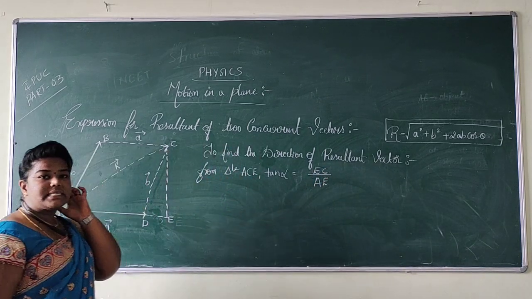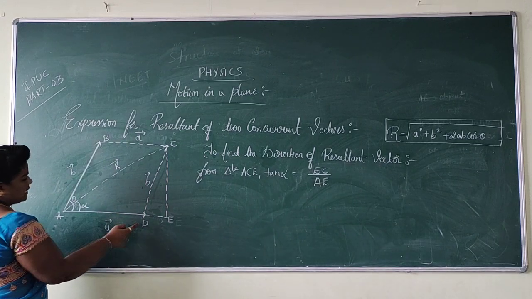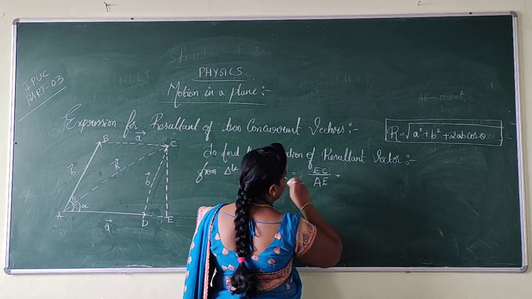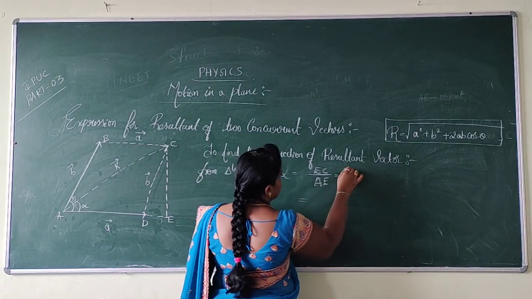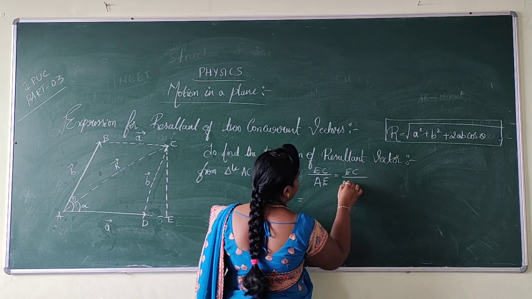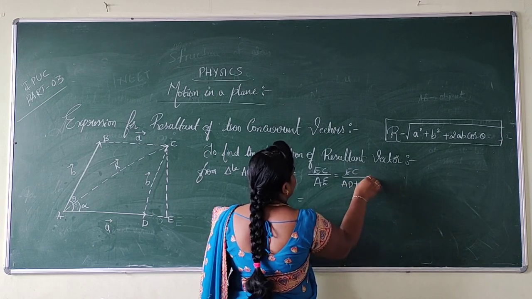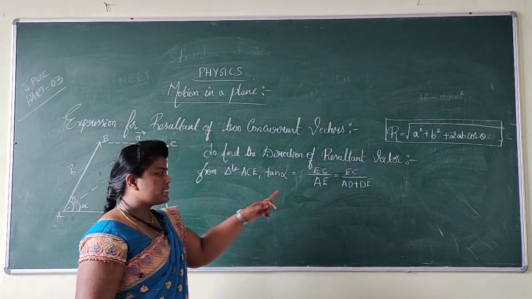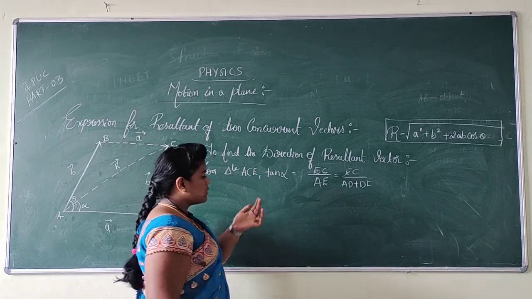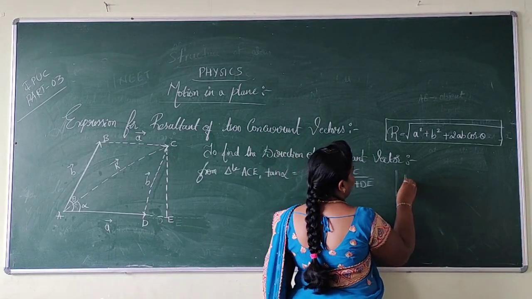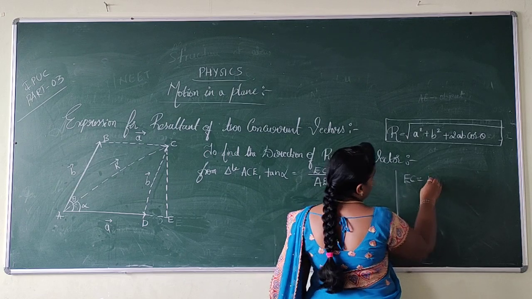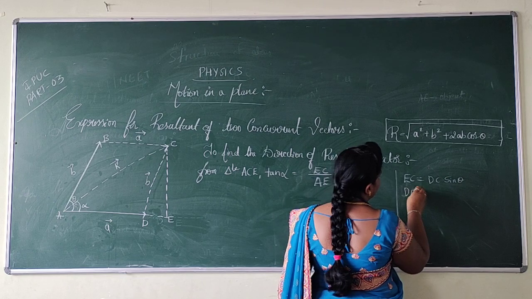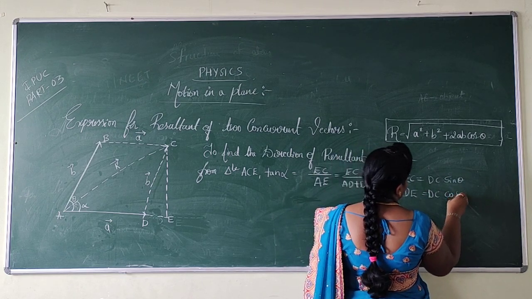How to write this AE? AE can be written as AD plus DE. I am finding it out here: EC divided by AD plus DE. So my dear students, you might already have found the values of EC and DE in the previous class. What did you find? The value of EC is equal to DC sin theta and the value of DE is equal to DC cos theta.